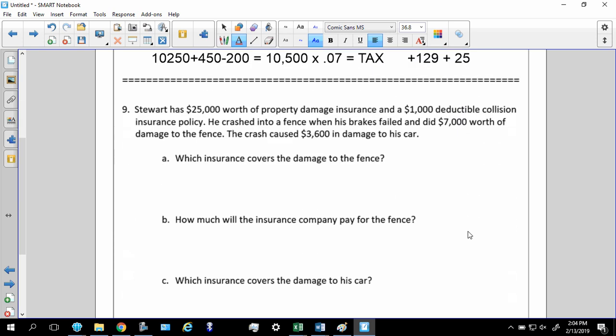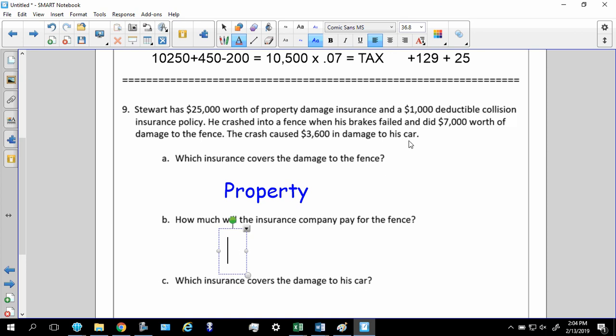Stewart has $25,000 worth of property damage. So, deductible, collision. Let's see what happened. Which insurance covers the damage to the fence? Now, in class, I told you, when you get in a car accident, everybody else's stuff is property. So how much would the insurance pay for the fence?